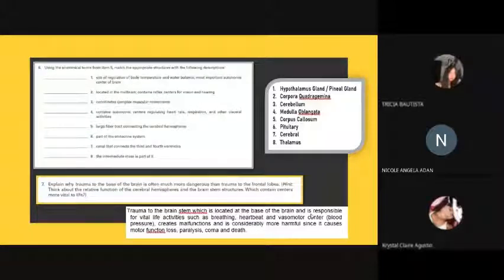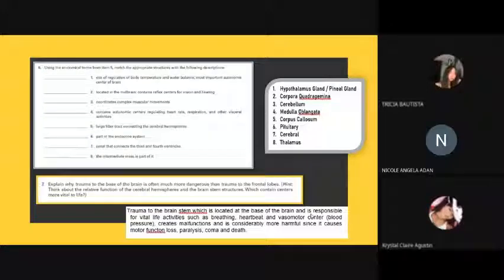And for 3, coordinates complex muscular movements. It is the cerebellum. And 4, it contains autonomic centers regulating heart rate, respiration, and other visceral activities. It is the medulla oblongata. Number 5, large fiber tract connecting the cerebral hemispheres. It is the corpus callosum. And 6, it is part of the endocrine system. It is the pituitary. And 7, canal that connects the third and fourth ventricles. It is the cerebral aqueduct.